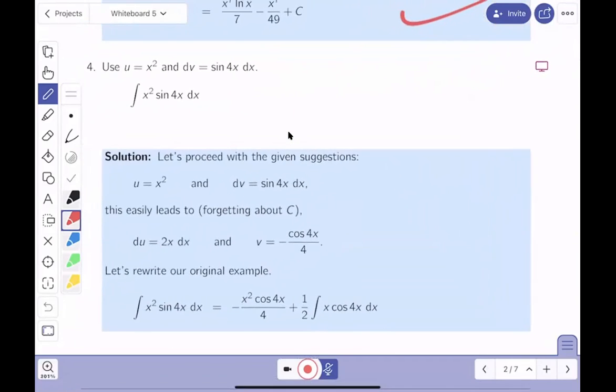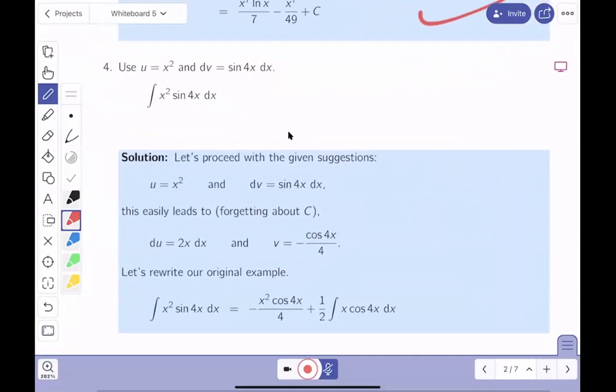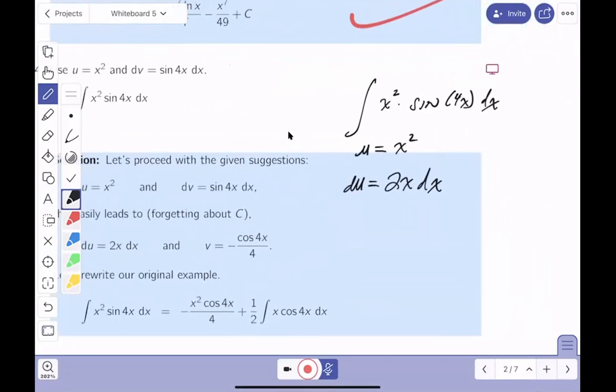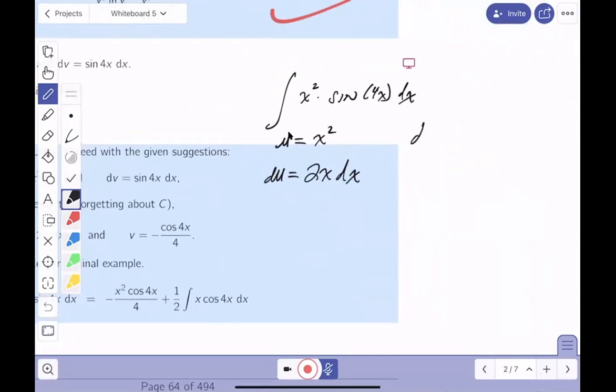All right, let's do this one over here. And again, they're telling me what to do. And again, at some point that has to stop, right? So let's put this down for you. So you get x squared times sine 4x dx. Well, they said use u to be x squared. That means du is equal to 2x dx. And then they say dv is equal to sine 4x dx.